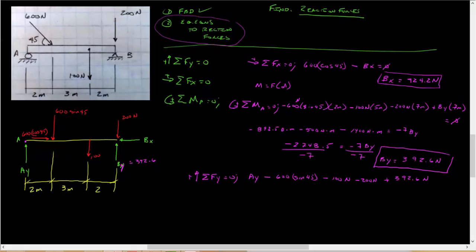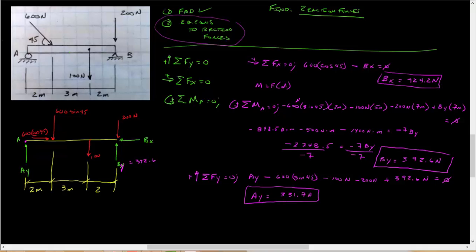Again, remember, I assumed that it was positive. It came out positive, so that is correct, okay? And that's all equal to 0. So plugging this into my calculator, I'm going to come up with that Ay is 331.7 newtons.